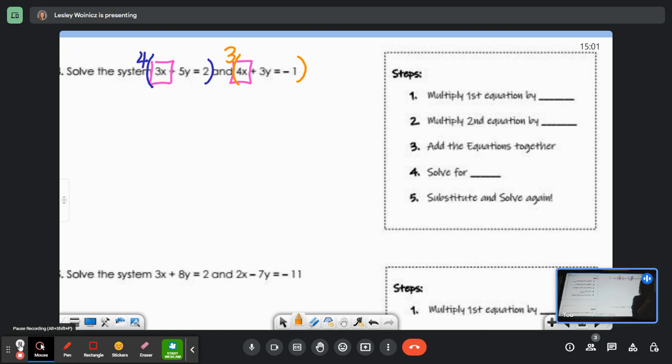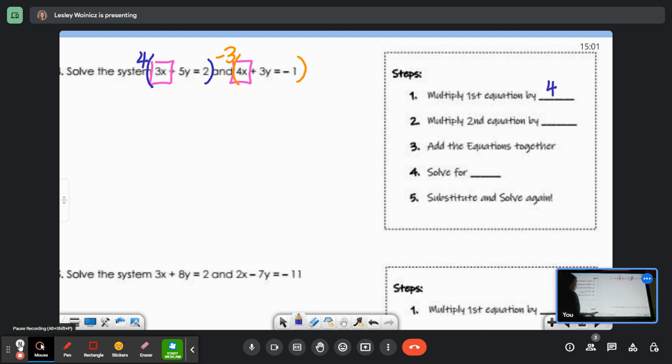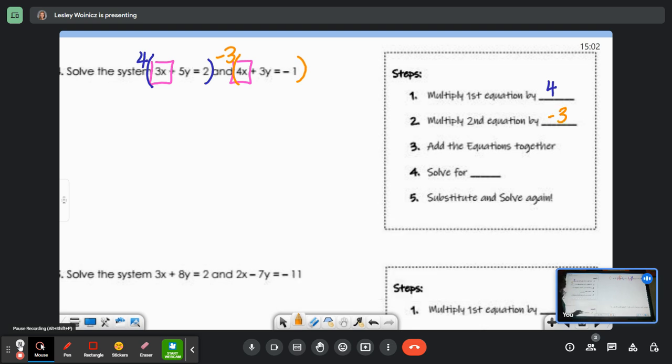No. So I have to make one of them negative. Boom. So we're going to multiply the first one by 4 and the other one by negative 3. It doesn't matter which one you make negative mathematically. I try to pick the one to make negative that already has negatives in it, because when I multiply a negative by a negative, I get positive, and I'll have fewer negatives overall. Does that seem like a good strategy?